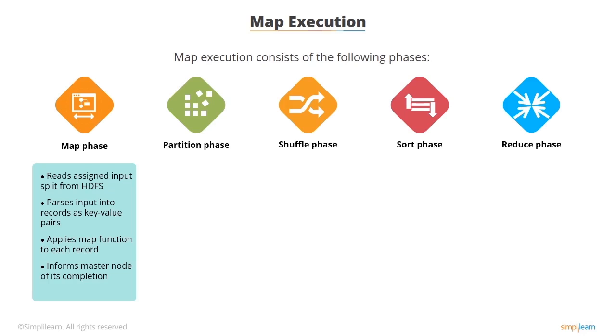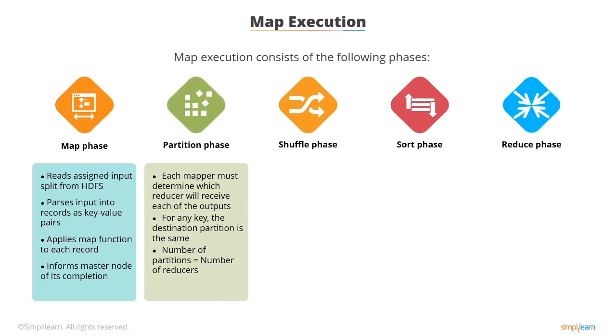Furthermore, input is parsed into records as key-value pairs. The map function is applied to each record to return 0 or more new records. These intermediate outputs are stored in the local file system as a file. They are sorted first by bucket number and then by a key. At the end of the map phase, information is sent to the master node after its completion.